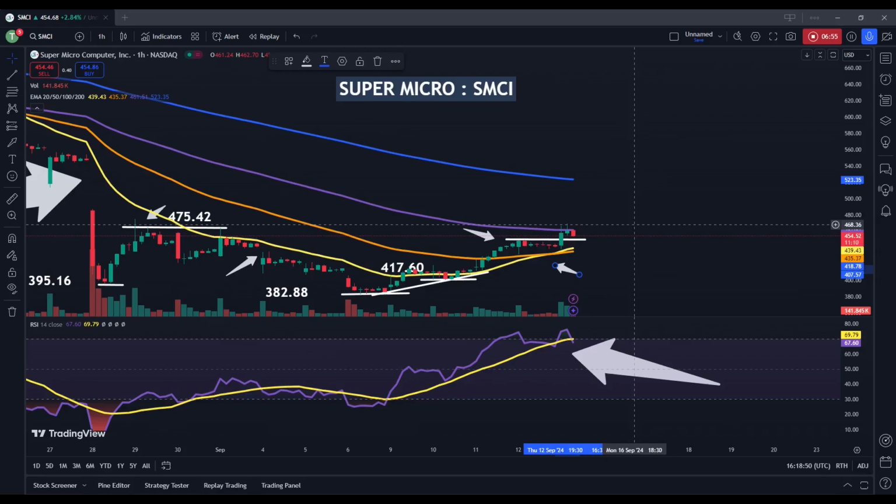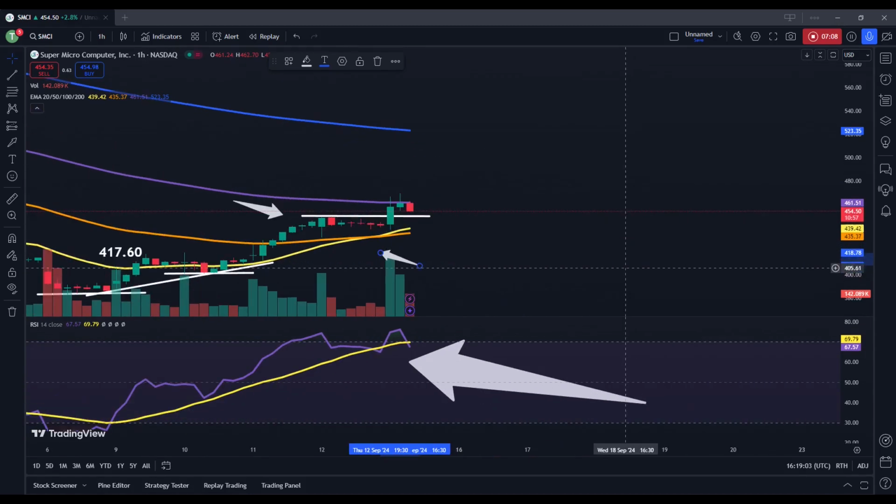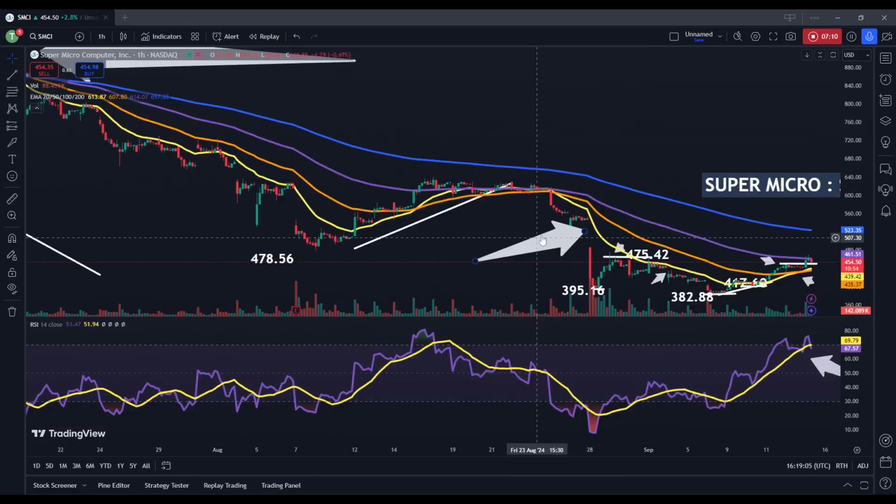If we did see a failure here, then this could suggest a period of longer term consolidation right around this area. And we could start to see a range form between roughly 375 and 475, right around there. That wouldn't be a positive signal for the stock.